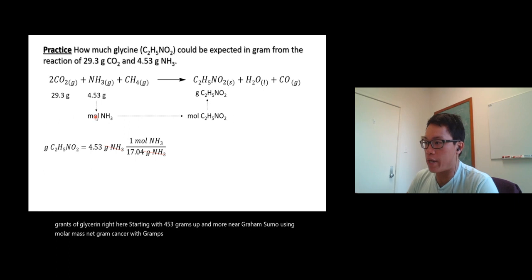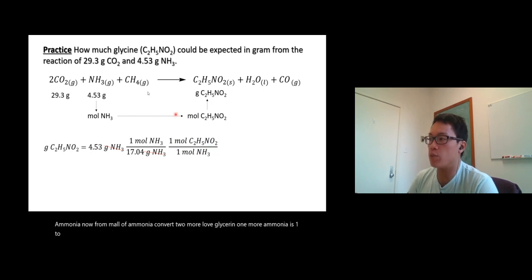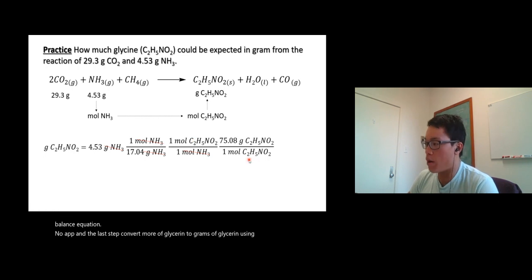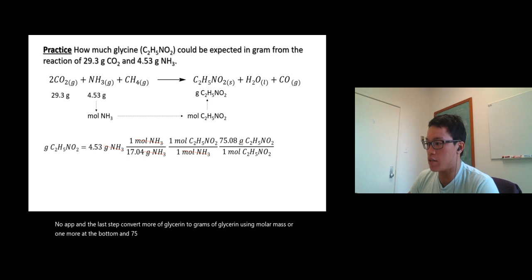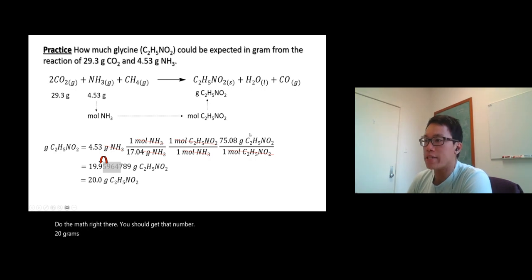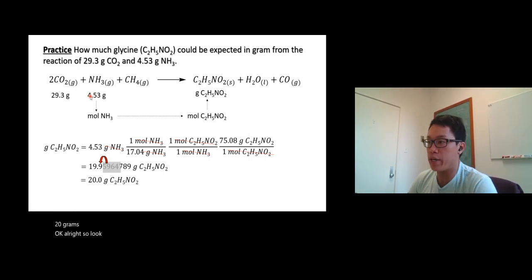Now we have moles of ammonia. From mole of ammonia, convert to mole of glycerin. 1 mole of ammonia to 1 mole of glycerin is a 1-to-1 ratio. Look at the coefficients in the balanced equation. The last step, convert mole of glycerin to grams of glycerin using molar mass. So 1 mole at the bottom and 75.08 grams of glycerin at the top. Do the math and you should get 20 grams of glycerin from ammonia.